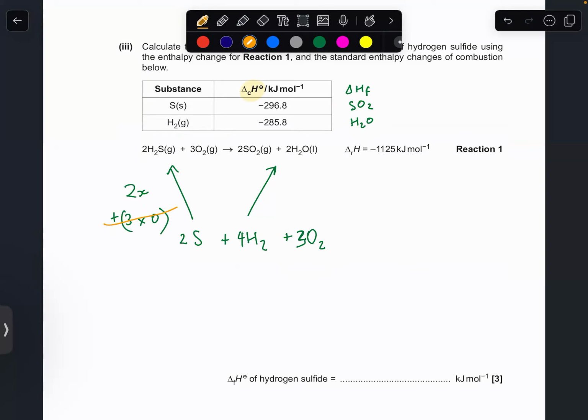And then we've got 2 times minus 296.8 plus 2 times minus 285.8. We plug that into our expression. Minus 1125 is equal to minus 2x plus, you're going against the first arrow, and then you're going with the second arrow.